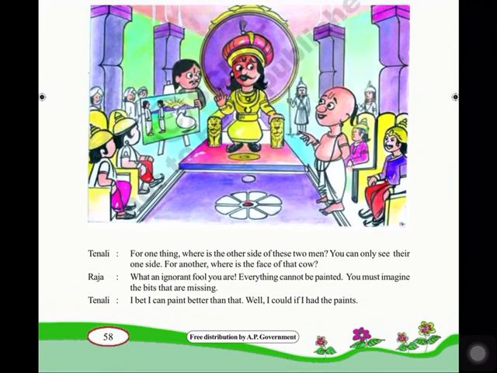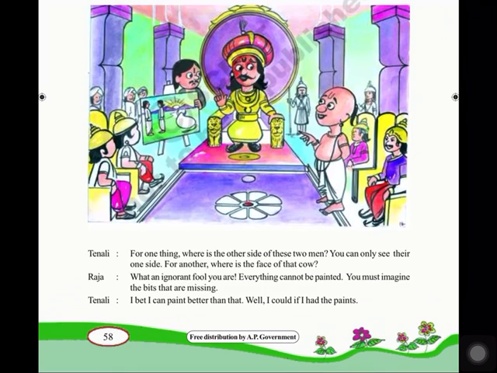Tenali Raman: For one thing, where is the other side of these two men? You can only see their one side. For another, where is the face of that cow? My lord, we can see only one side of those pictures. Where is the other side? So how can you say those are very beautiful?